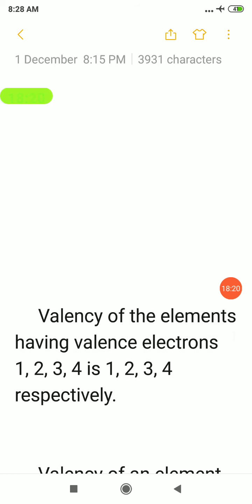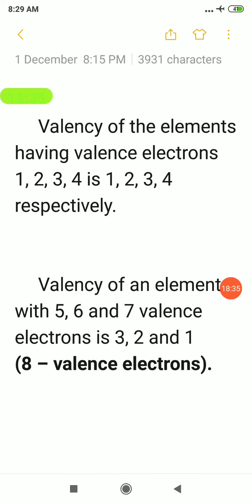And then we can find out the valency. If the element possesses 1, 2, 3 or 4 valence electrons, its valency also will be 1, 2, 3 or 4. If it has more valence electrons than 4, say 5, 6 or 7 electrons, we have to find out the valency by subtracting from 8.